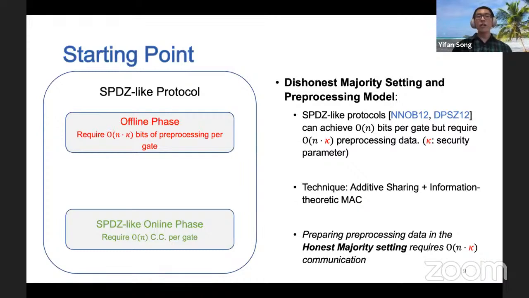Our starting point is two protocols in different settings. The first one is the SPDZ-like protocol. In the dishonest majority setting, it is known that information theoretic protocols are possible in the preprocessing model. The well-known SPDZ-like protocols can achieve O(n) bits per gate, but require preparing O(n times kappa) bits of preprocessing data. Here, kappa is the security parameter. The main technique is to use additive sharings with information theoretic MACs. Preparing such amounts of preprocessed data in the honest majority setting requires O(n times kappa) bits of communication.